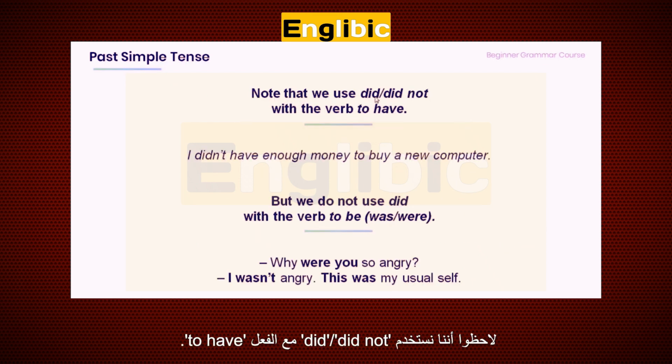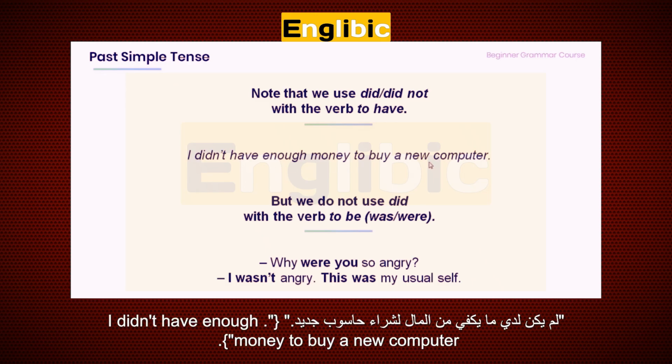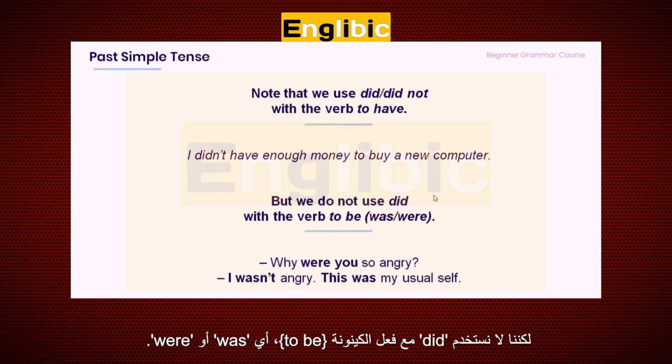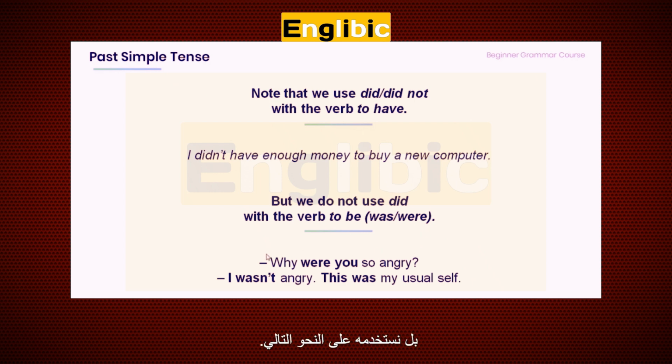Note that we use did or did not with the verb to have. Have a look at the sentence below. I didn't have enough money to buy a new computer. Note how we used didn't with the verb have. But we do not use did with the verb to be, was, or were. Rather, we use it as follows.